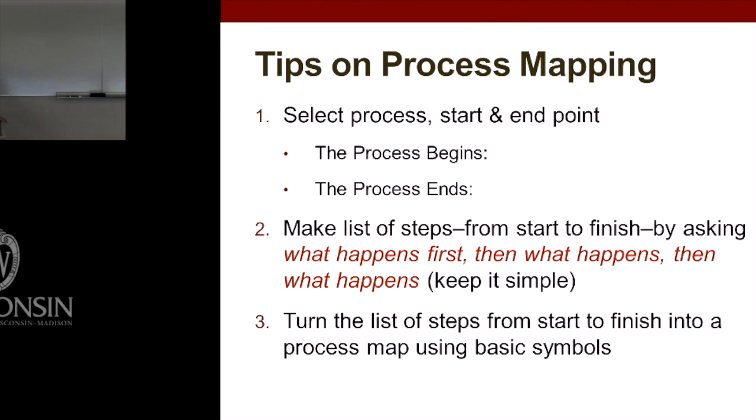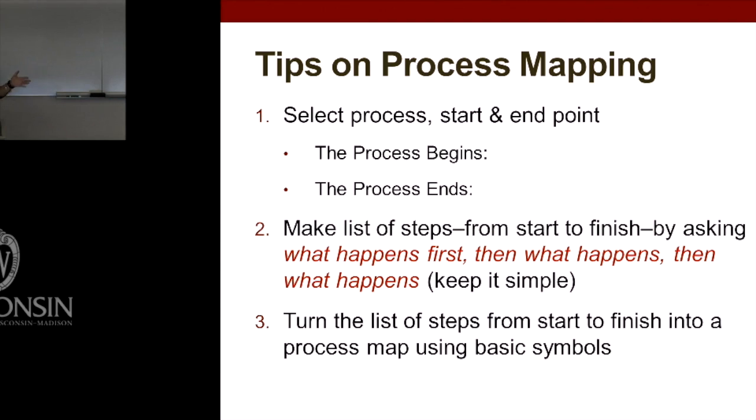So tips for doing a process mapping: you want to make sure you think about where the process begins and ends. And like I said, sometimes this can be the hardest thing to decide. And then list the steps from the start to the finish and ask, okay, what happens first, then what happens, and then what happens. So we make sure we go through each step. And then, like I said, you don't have to map out everything.